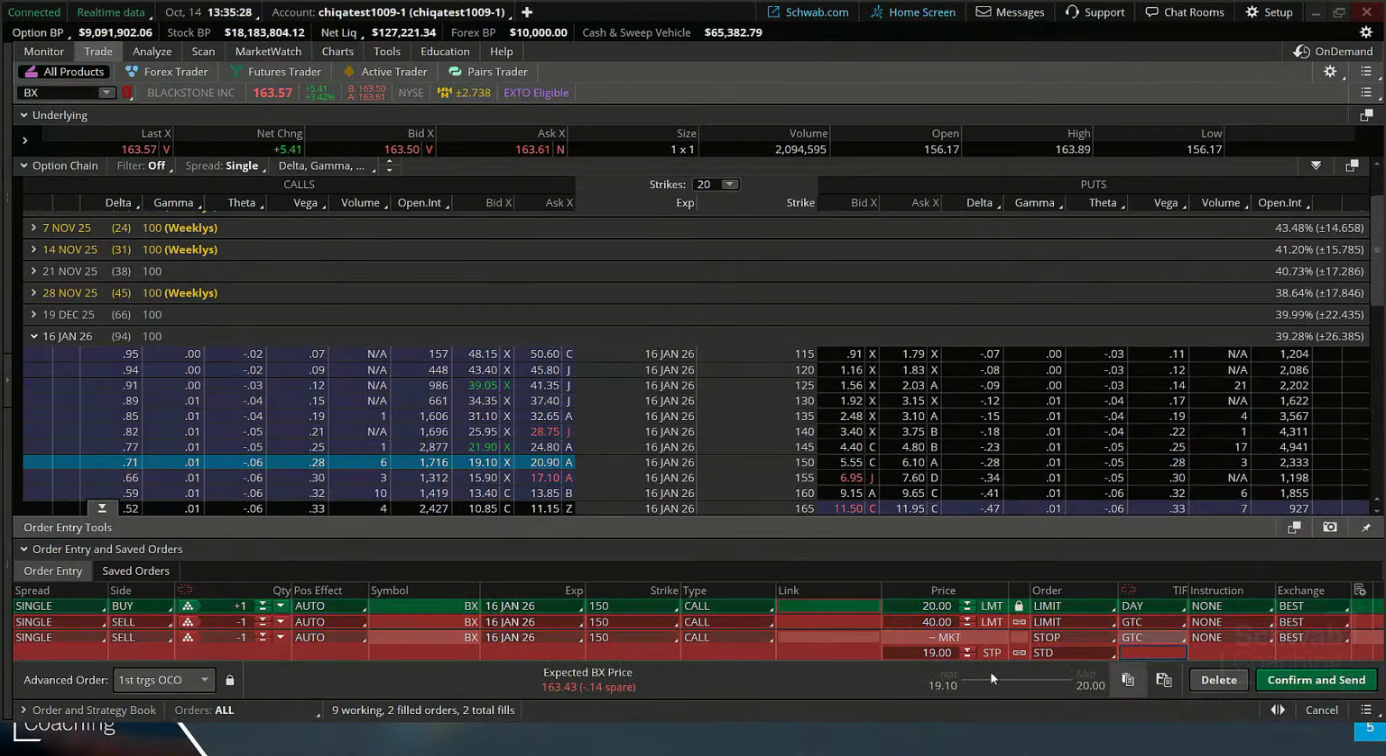Let's make this order good till canceled. And our stop on the downside, let's just say we only want to risk half. So if this goes down 50%, which would be at $10, easy peasy, that will be our stop price. So again, we are bullish at that level of support. So we are going to buy a call. We're still going to keep in mind implied volatility, any upcoming events. We gave ourselves a little bit of time for this support bounce to possibly play out.